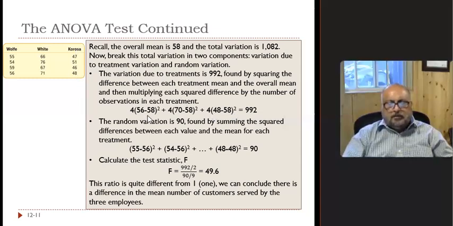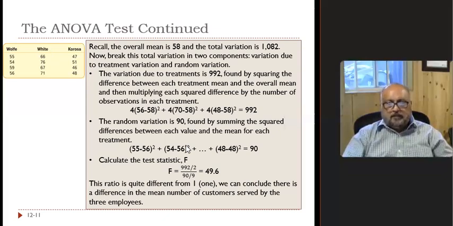So basically, for example for Wolf, we find the mean, and from that we subtract the overall mean, square it, then multiply by the total number of observations in this treatment. Similarly, we do this for White, and then for Carosa, and add them up, and the total we get is 992. This is called the variance due to treatments, when we go from one treatment to another.